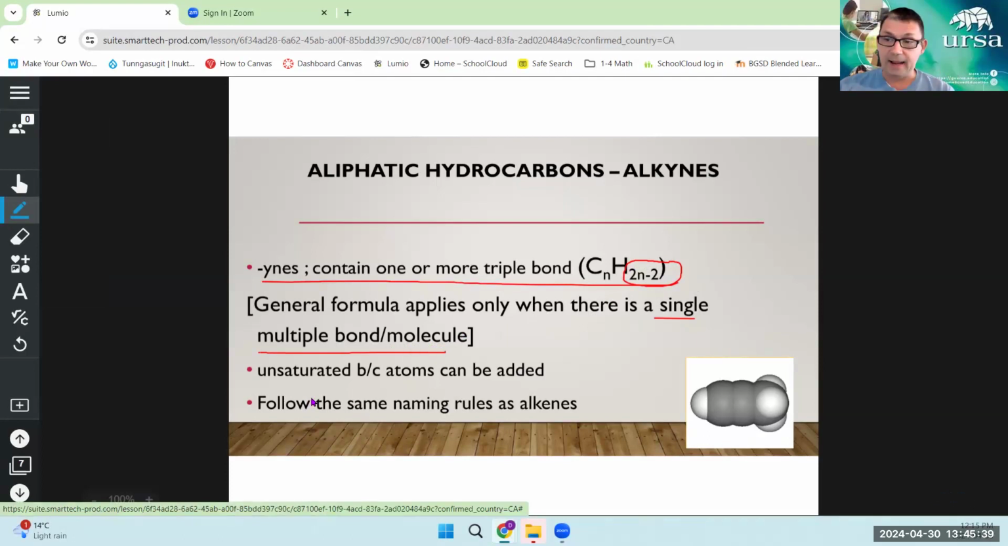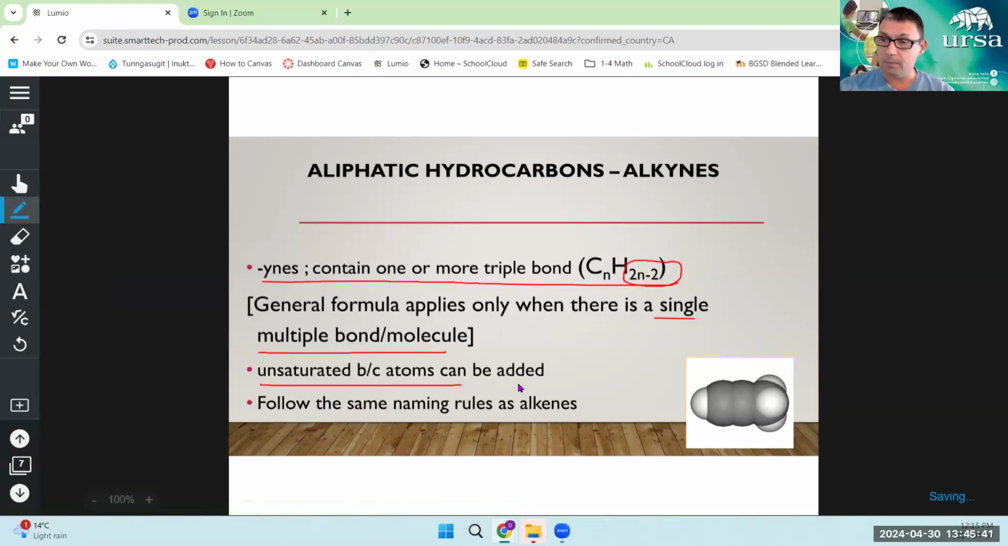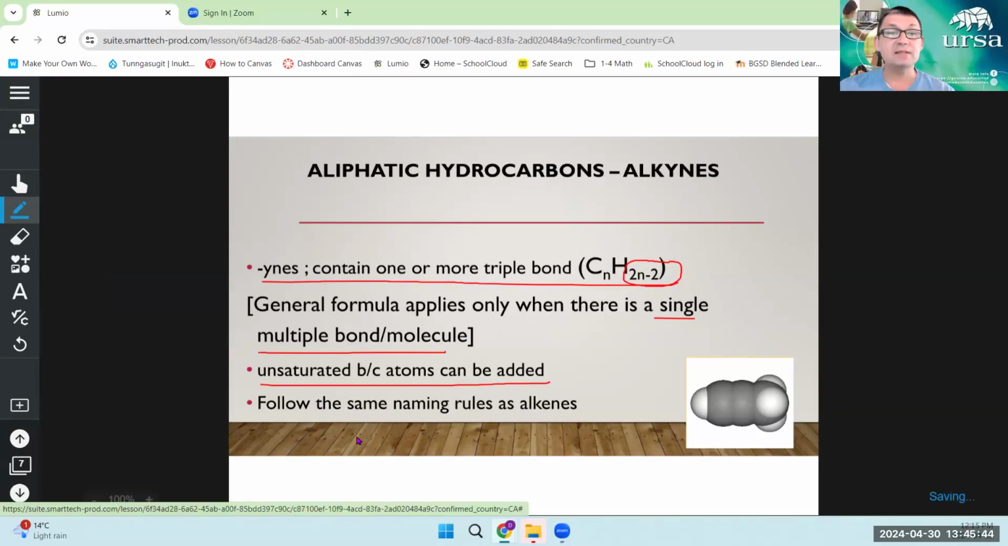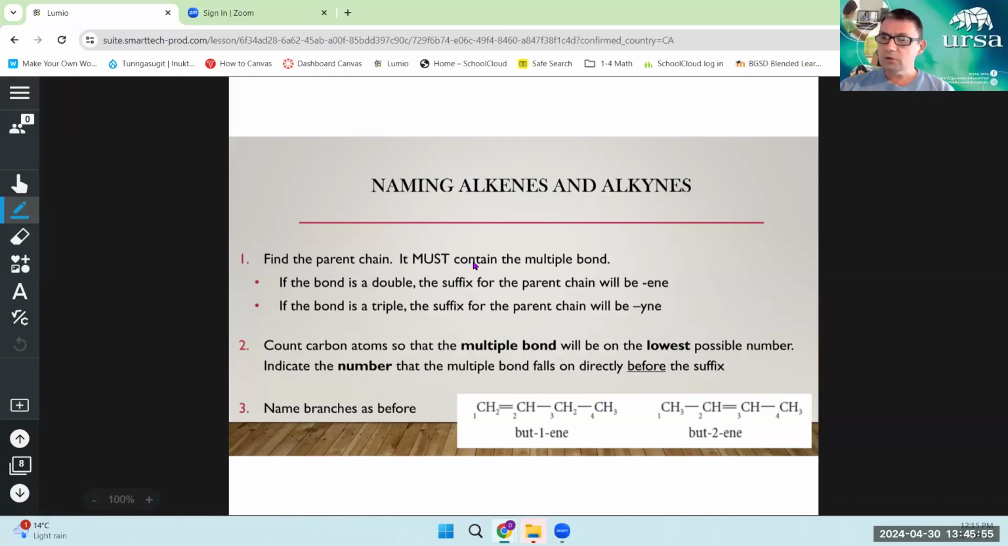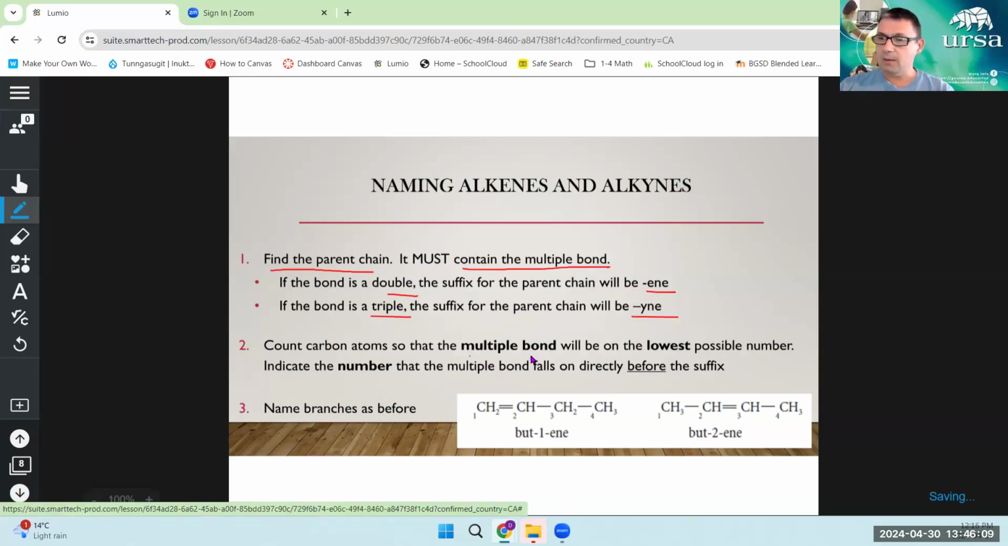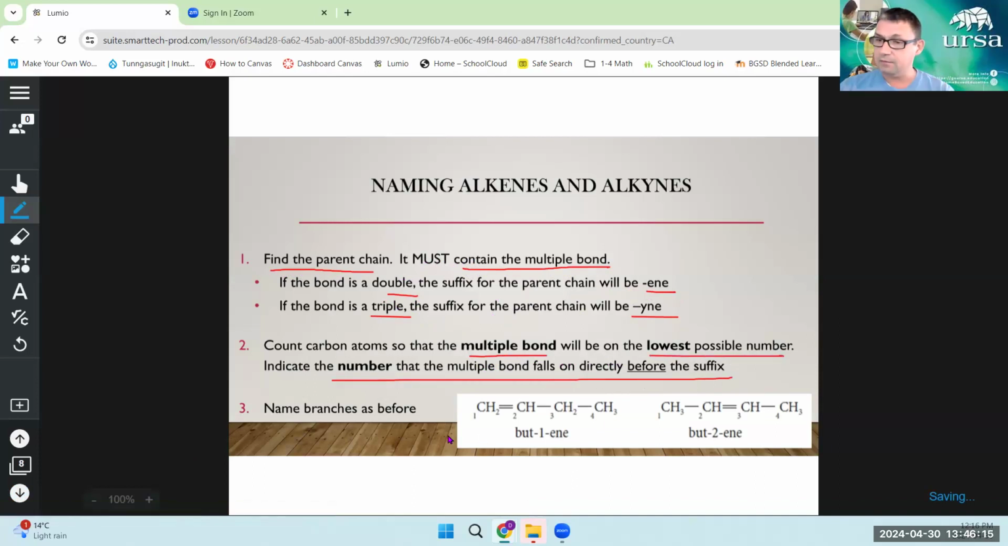Now, because it's unsaturated, carbon atoms, hydrogen atoms, other atoms can be added to this structure without taking something away. If you're going to put something on an alkane, something's got to come off. It's already saturated. So when you're naming alkenes or alkynes, start with the parent chain that has to contain the multiple bond. If it's a double bond, ene. If it's a triple bond, yne. You count the carbons so that the multiple bond will be on the lowest possible number. You indicate the number the multiple bond falls on before the suffix and add the branches before.